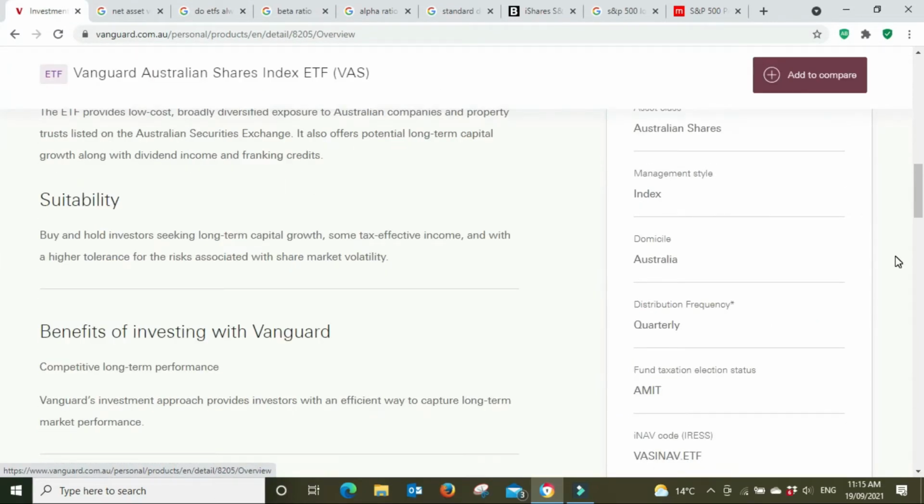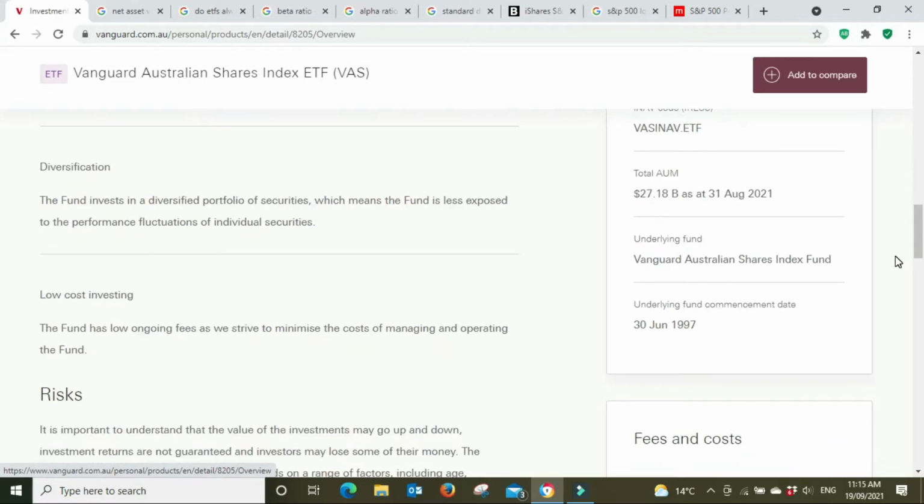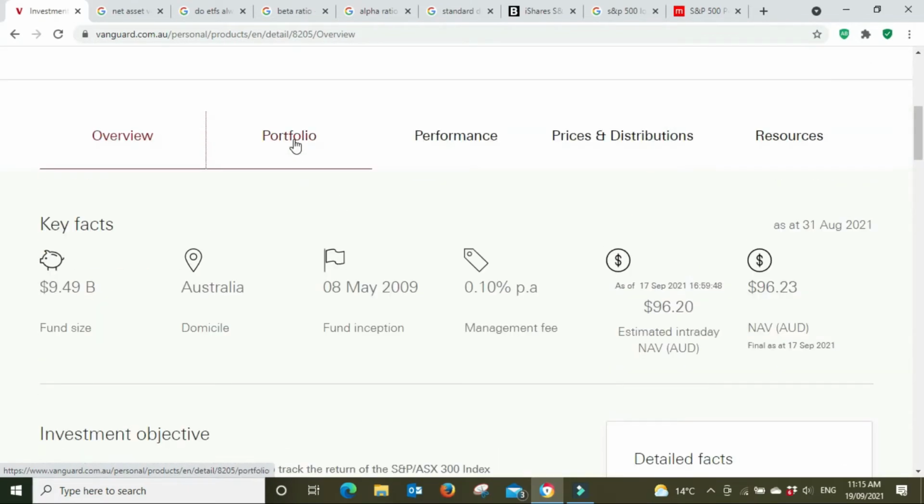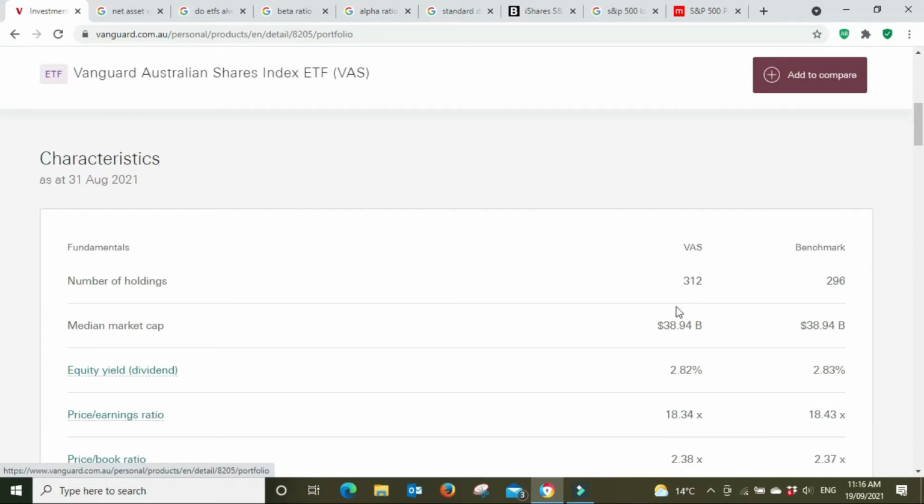Now, if we move along to the other heading up here, portfolio, we can see it's got 312 holdings here, so slightly more than the 300 that's on the ASX 300. And you can see here even the benchmark ASX 300 only has 296, so it's close but not exact, and that might be due to some rebalancing, perhaps some companies have entered the top 300, some companies have left the top 300, and they haven't quite rebalanced to that, but it's pretty close.